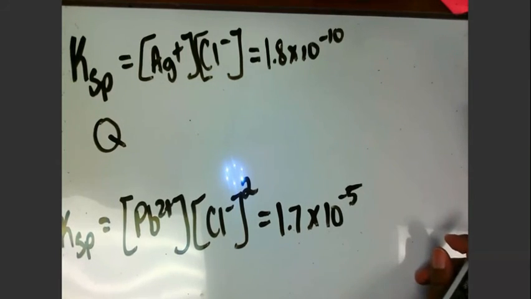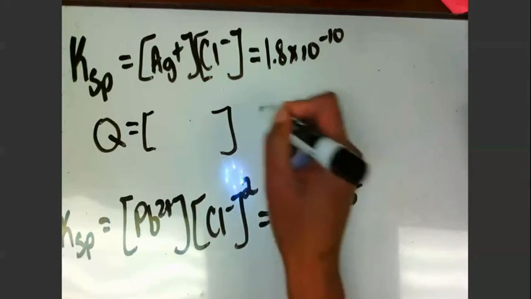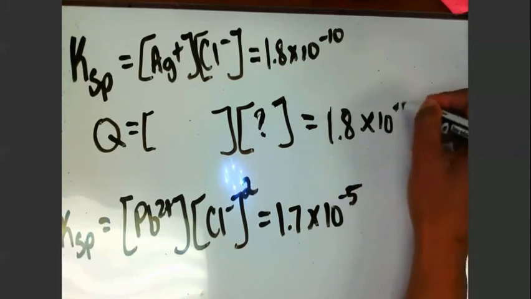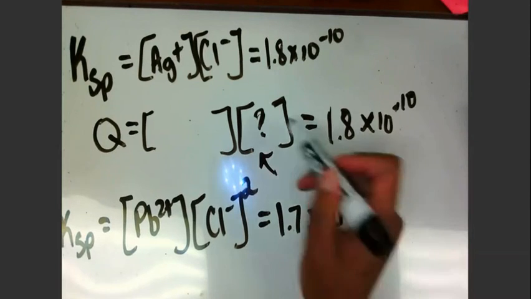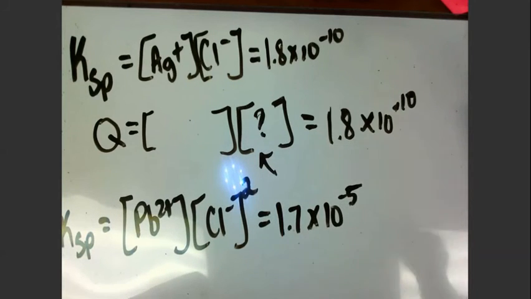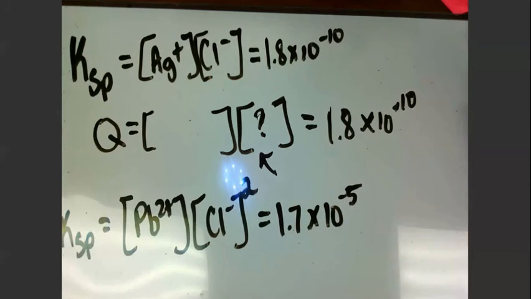Well, remember, if Q is greater than K, it's going to precipitate. So why don't we just go ahead and use our Q? Let's populate what we have for our Ag+. Let's make this our question mark, and we're going to set it equal to the 1.8 times 10 to the negative 10. But we know that when we find this, that's going to be the starting point. When you find what X is here, you'll know that you have to have at least this much Cl- in order to get it to precipitate out. Do you understand? Because Q has to be greater than K.